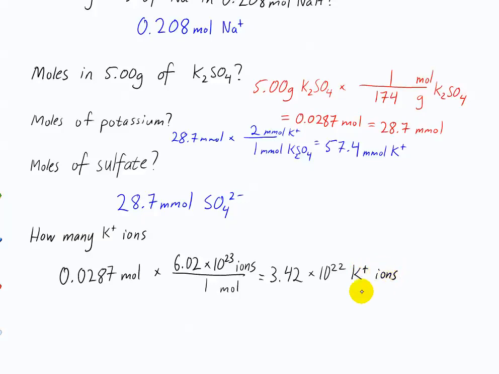Wait, that's not right. What's wrong here? Yeah, you have to multiply that whole thing by 2. So we shouldn't have used that number. We should have used the actual number of moles of those ions, which is 0.0574. And then we get... Oh, okay, so that was actually the right answer.